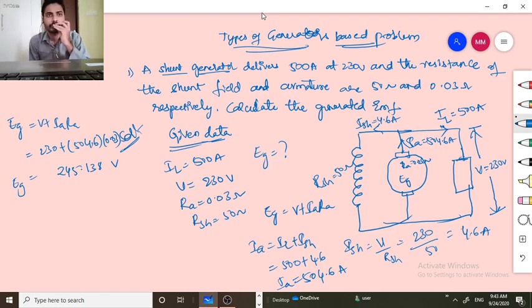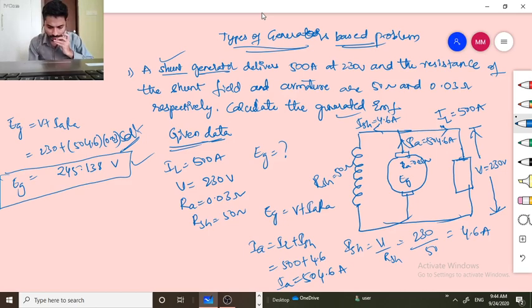Okay, so we have completed the EG value. Okay, in this way you can do the types of generators. This is based on the types of DC generators problem. This is based on the shunt generator. So in this way you can do this kind of problems. I hope that you will understand this.